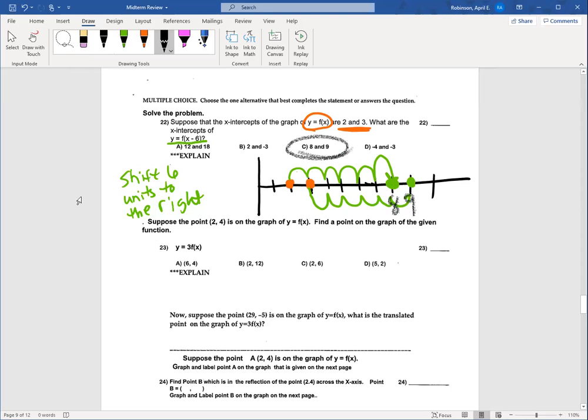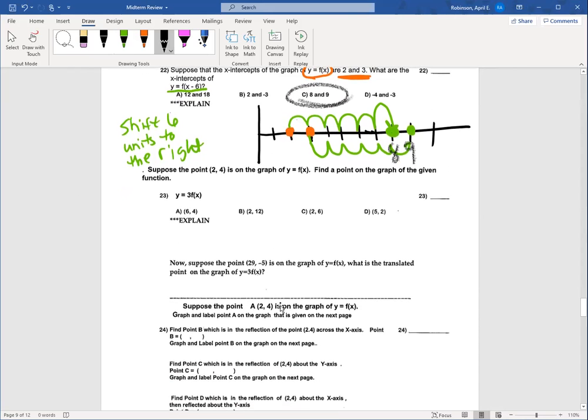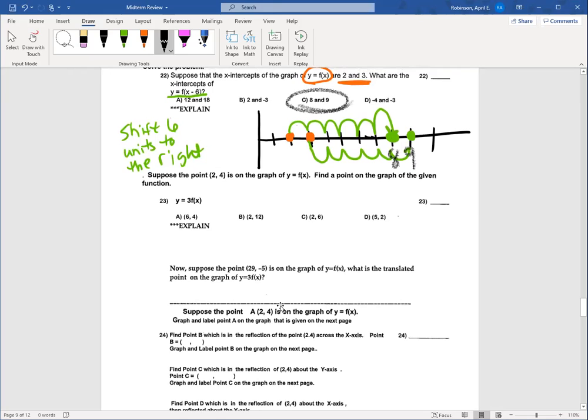Whew. 8 and 9. And then this says, suppose the point 2, 4 is on the graph of y equals f of x. Find a point on the graph with a given function: y equals 3 times whatever f of x is. Remember that this is your x coordinate, and while we call it the y, it's also known as the f of x coordinate. So the x coordinate shouldn't change. It should still remain a 2. So it's either B or C. But the y coordinate is going to become 3 times that. It's going to be 3 times f of x. So 3 times 4 is 12. So that would be B.